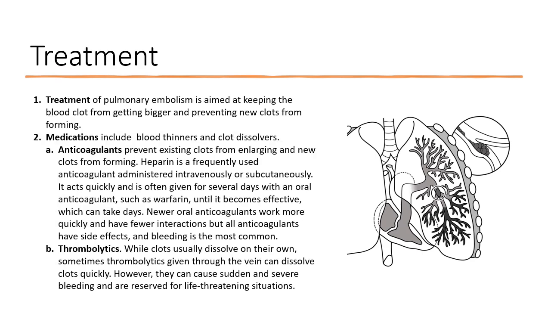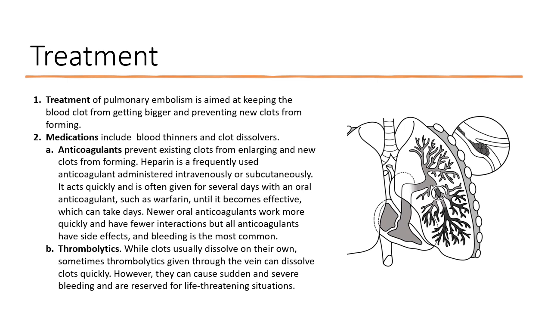Treatment of pulmonary embolism is aimed at keeping the blood clot from getting bigger and preventing new clots from forming. Prompt treatment is essential to prevent serious complications or death. Medications include different types of blood thinners and clot dissolvers.